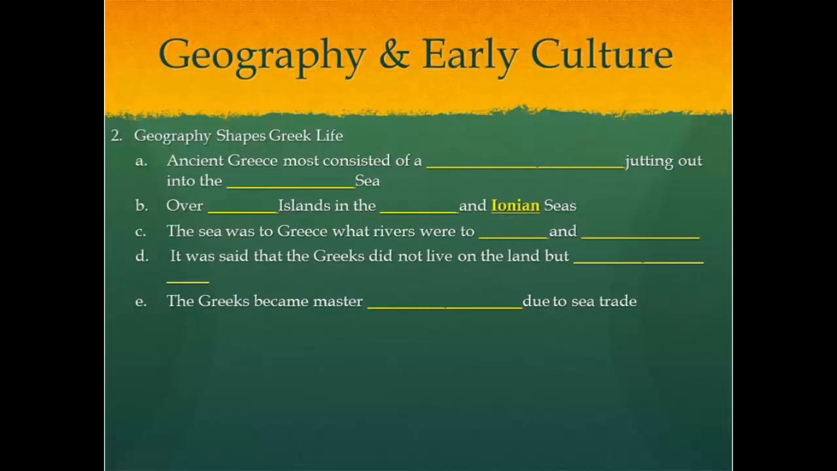The sea was to Greece what rivers were to Egypt and Mesopotamia. The sea was their livelihood. We'll talk later about that when we talk about trade as well as war. But the sea, specifically the Mediterranean and the Aegean Sea, were extremely important to the survival of these civilizations. It is said that the Greeks did not live on the land, but around the sea. The Greeks became master shipbuilders due to sea trade. If they wanted to trade with other nations, they needed to be good at shipbuilding.